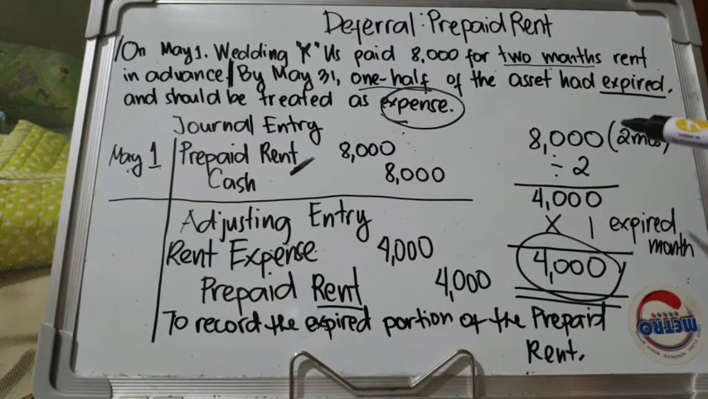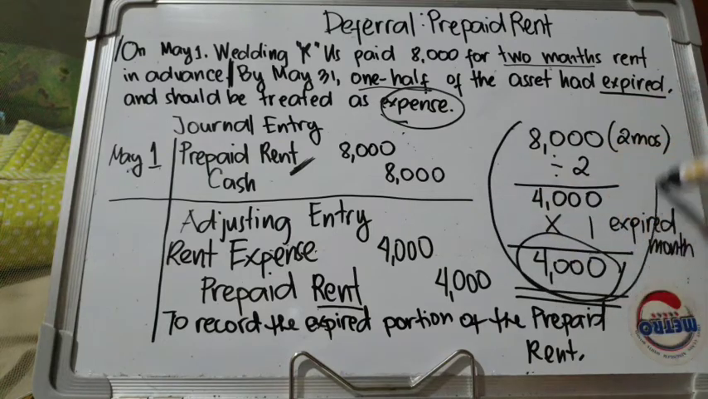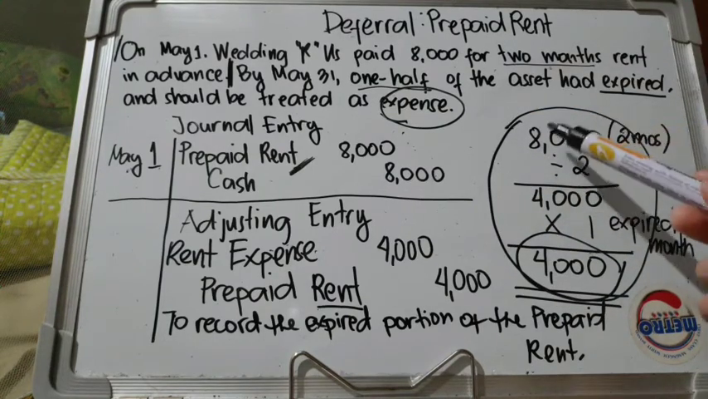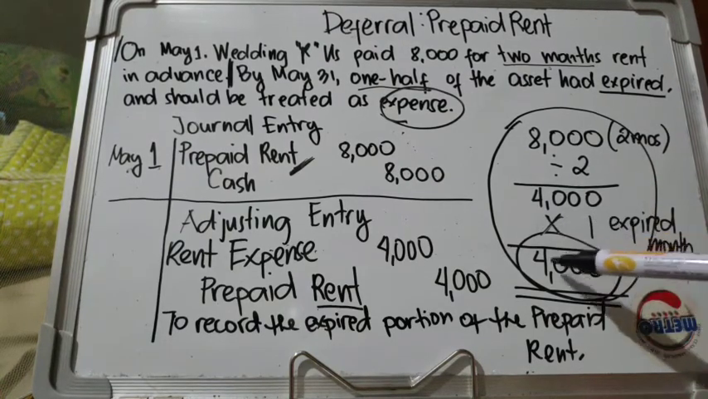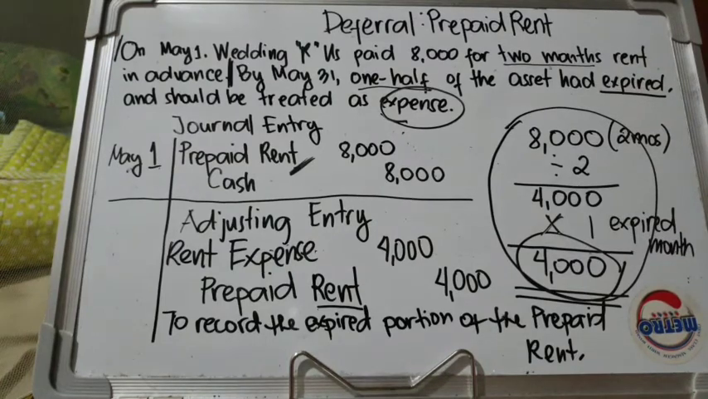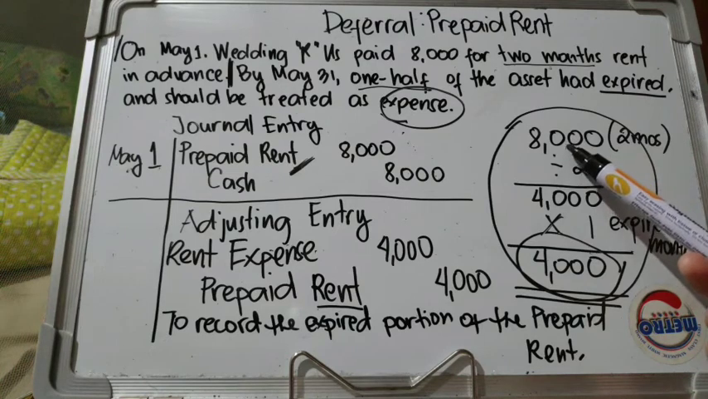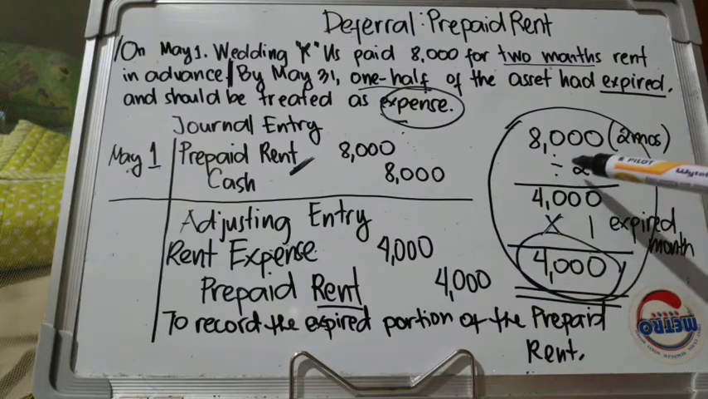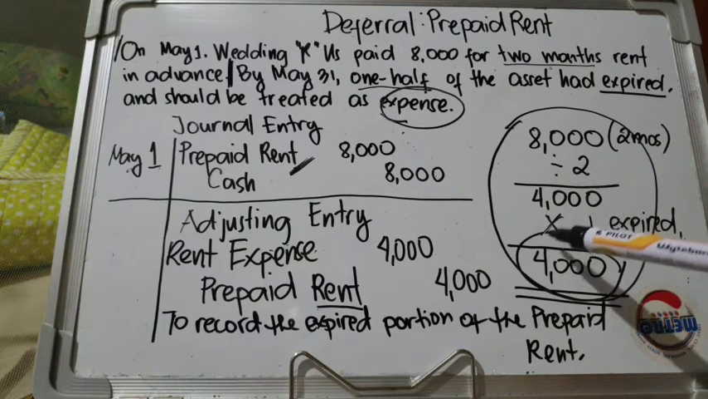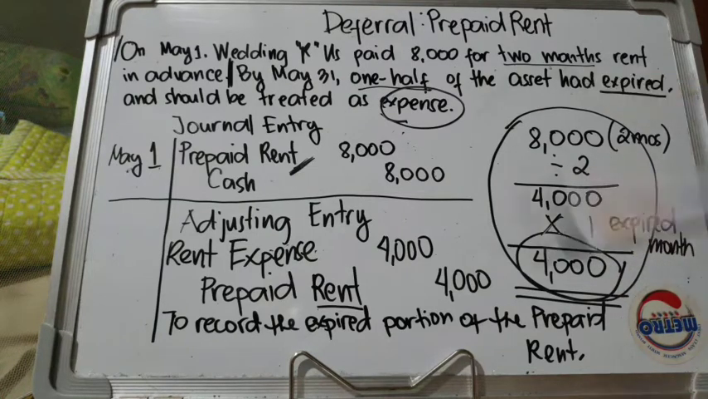So, as you notice, in our solving here, it says that 8,000 is for the 2 months and then half of it had been expired. So, if in the other problem, it says, for example, that the 8,000 is for 1 year and then 2 months of it had been expired, you just divide that by 12 months, then times the expired. So, that is the process on solving the amount for the adjusting entry.